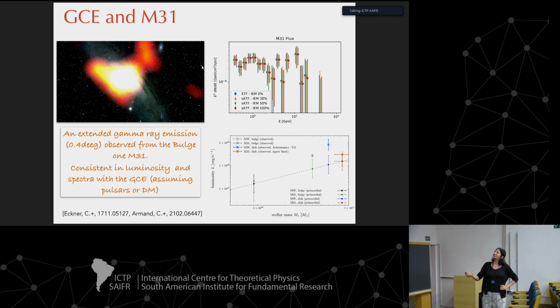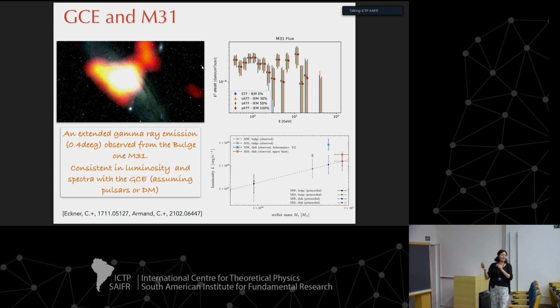And then Fermi discovered extended emission. Andromeda is supposed to be a few degrees on the sky, but from the inner 0.4 degrees in the bulge of Andromeda, Fermi also measured extended gamma ray emission. This is curious because it has very similar spectra to the galactic center excess. Assuming the galactic center excess is due to pulsars, the luminosity of the Andromeda measurement can also be explained. So what we see in Andromeda is consistent with the galactic center excess being due to pulsars.